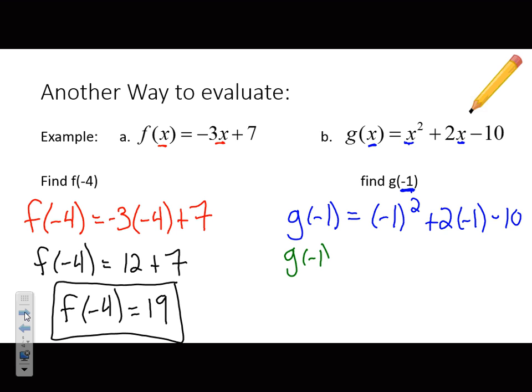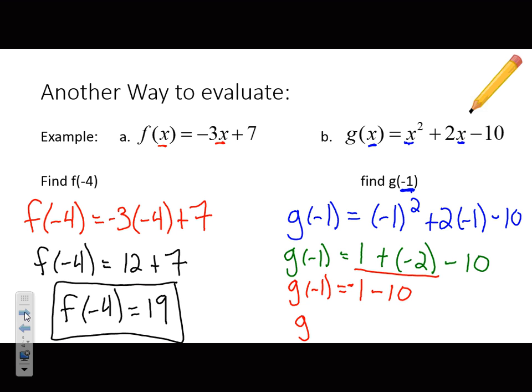g of negative 1 equals negative 1 squared, so negative 1 times negative 1 is 1, plus 2 times negative 1 is negative 2, minus 10. Order of operations, we get g of negative 1 equals 1 minus 2 minus 10. Now, the value of g at negative 1 equals negative 11. So when x equals negative 1, my output, my y value, will equal negative 11.